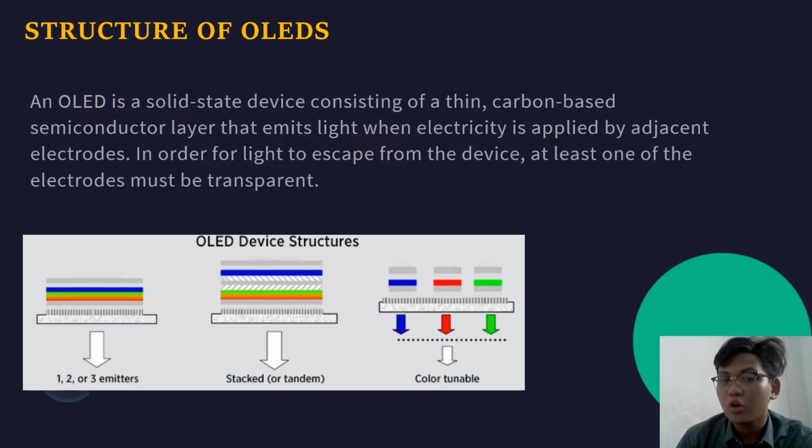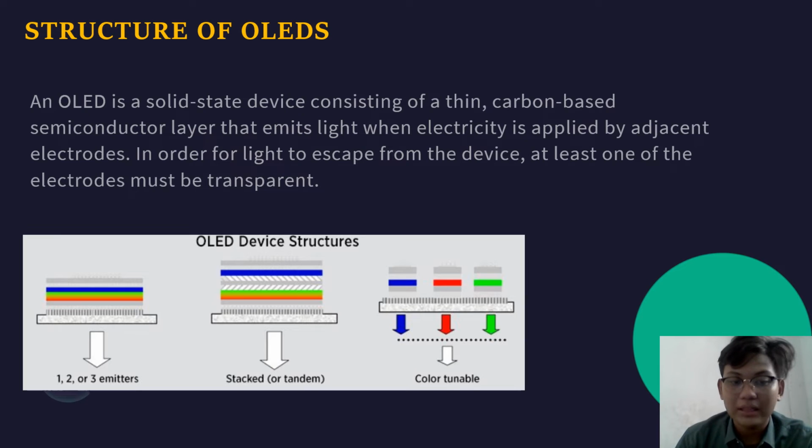OLEDs. An OLED is a solid-state device consisting of thin carbon-based semiconductor layers that emit light when electricity is applied by adjacent electrodes. In order for light to escape from the device, at least one of the electrodes must be transparent. The intensity of the light emitted is controlled by the amount of electric current applied by the electrodes, and the light's color is determined by the type of emissive material used.